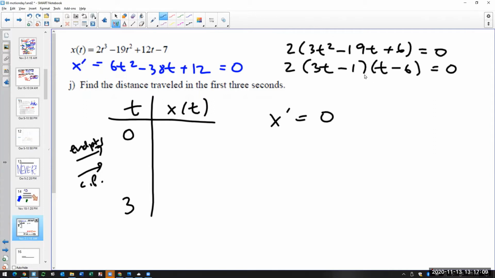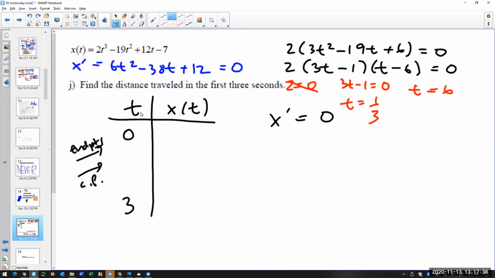So you get positive 6, negative 19. And then you say, well, now I've got something times something times something equals 0. What does that mean about one of these somethings? One of them must be 0, right? Well, that means either 2 is equal to 0. Oh, that's silly. 2 is not equal to 0. 3t minus 1 is equal to 0, that would mean t is equal to 1/3. Or t minus 6 is equal to 0. So these are my critical points.